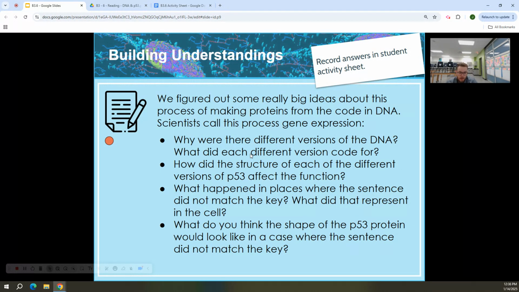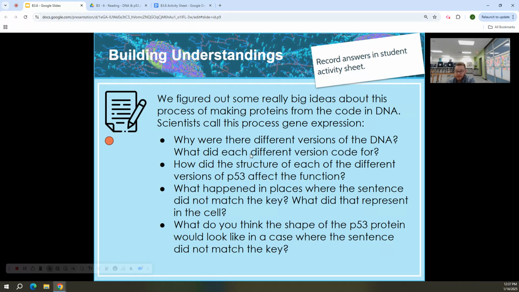Okay, what happened in places where the sentence did not match the key? What did that represent in the cell? So if I had a sentence that did not match the key that I gave you of what those sentences should have been, what does that represent? And does that occur naturally in my cells? And when it does, what would we call that? Okay. And then what do you think the shape of the P53 protein would look like in a case where the sentence did not match the key?